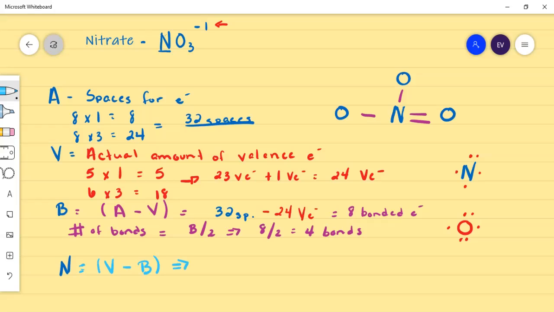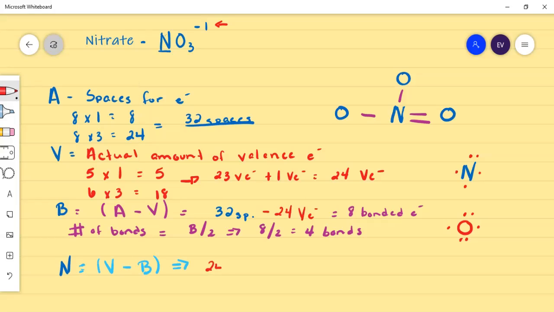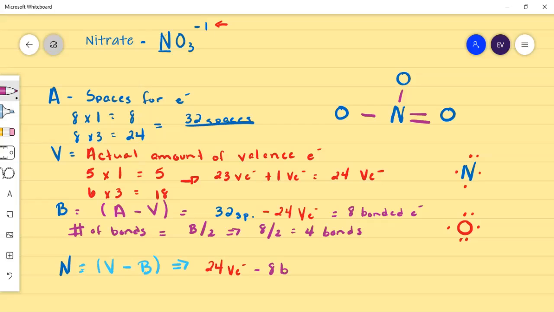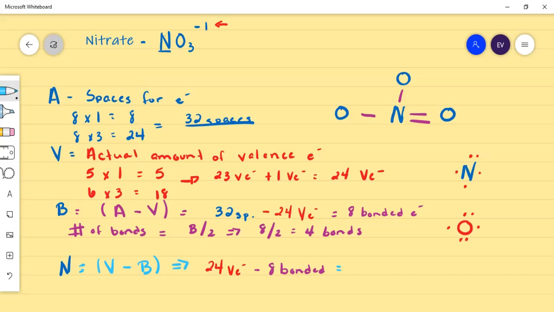So if I substitute these values in, I'm gonna go ahead and do that now. I know that I have 24 valence electrons, okay? And of those 24 valence electrons, right, we calculated that 8 of them are bonded. We have 8 bonded electrons, right? So to determine the amount of non-bonded electrons, we simply subtract those 2. Okay, 24 minus 8, that should give us 16 non-bonded electrons. So my duty now is to go back and add all those electrons to make sure that everybody has a total of 8.